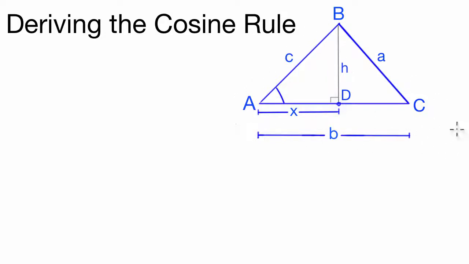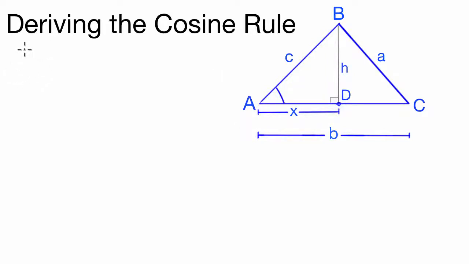Now we've got a line that's perpendicular to AC that we've drawn, BD, and we're labeling the length of that H. Where D connects to AC, that's going to be length X, and the full length AC is obviously length B. So basically we're going to derive the cosine rule, which is good for finding the lengths of opposite sides in terms of their angle. To start with, I'm going to start with triangle ABD.